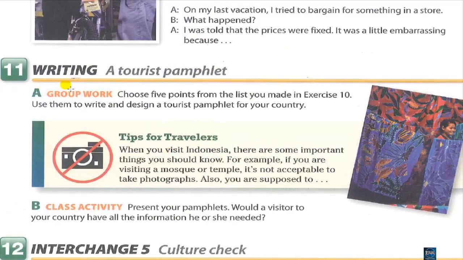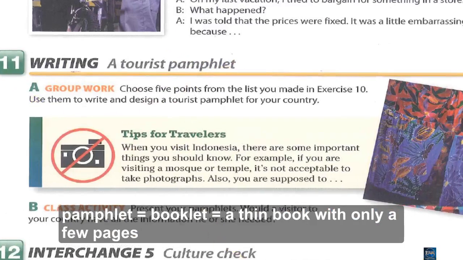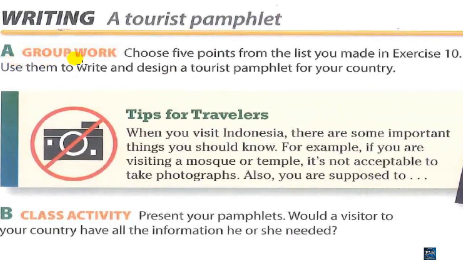11. Writing a tourist pamphlet. A pamphlet means a booklet, a small book or a thin book with few pages. A. Group work. Choose 5 points from the list you made in exercise 10. Use them to write and design a tourist pamphlet for your country. So here you try to write about your country.